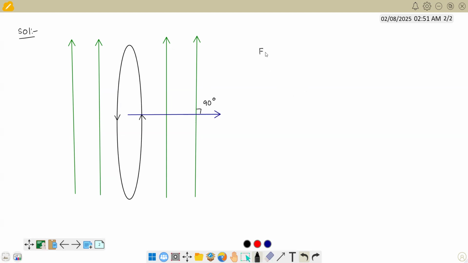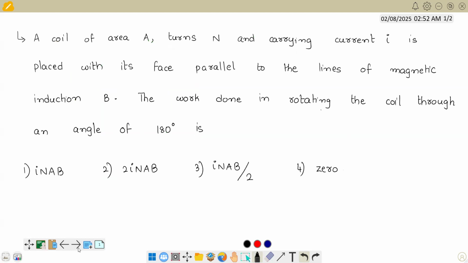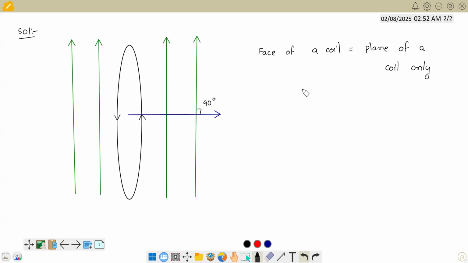That means face of a coil means plane of a coil only. It does not mean the perpendicular of a coil. So when we say the face of a coil is parallel to the magnetic field lines, that means he has given that the plane of the coil is parallel to the magnetic field lines.